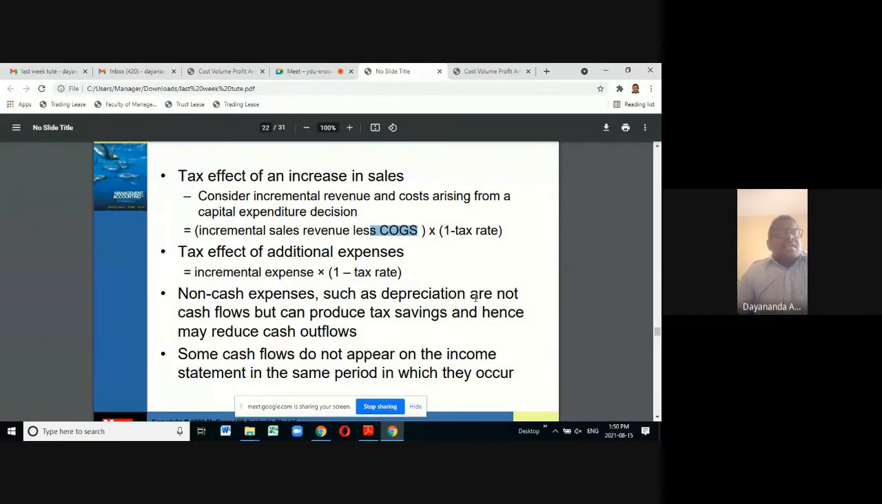Non-cash expenses like depreciation are not cash flows, but can produce tax savings, and hence may affect cash flows. Some cash flows do not appear on the income statement in the same period in which they occur.